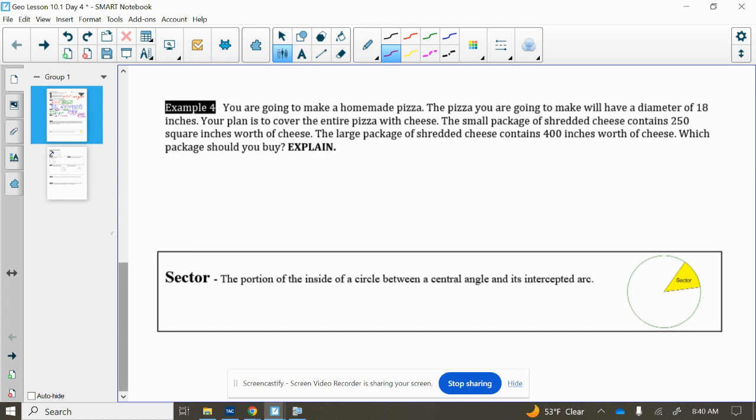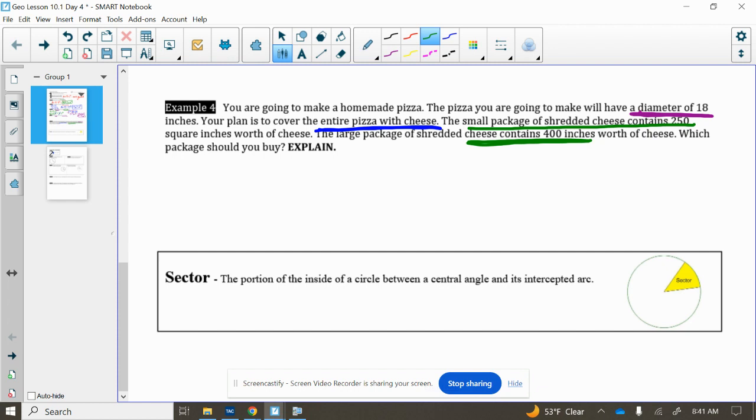In example 4, we are going to make a homemade pizza whose diameter is 18 inches, and we want to make sure that we cover this entire pizza with cheese. So we need to make a decision. Can we get away with purchasing the small package for 250, or do we need the larger one that is 400 square inches worth of cheese? All right, so which one would be our better option?